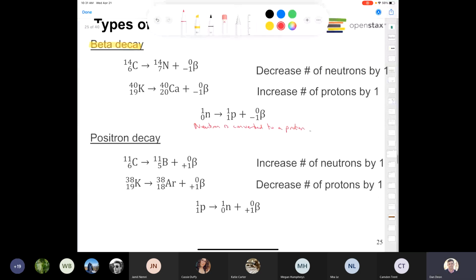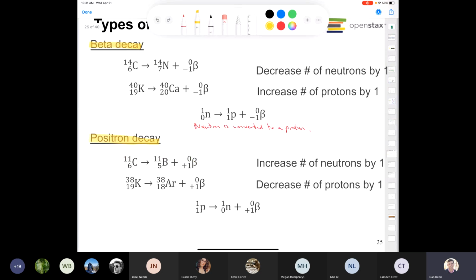What about a positron? A positron is like the antithesis or the opposite of a beta particle. So if we have a positron decay, like say for example we have carbon 11, which undergoes positron decay to give us boron 11 plus the positron.